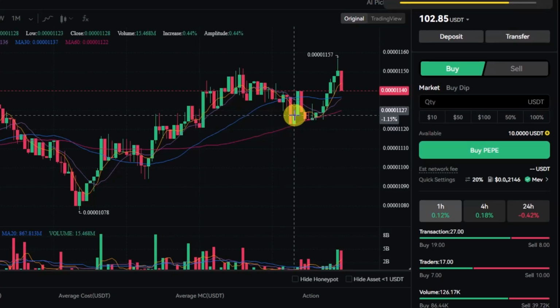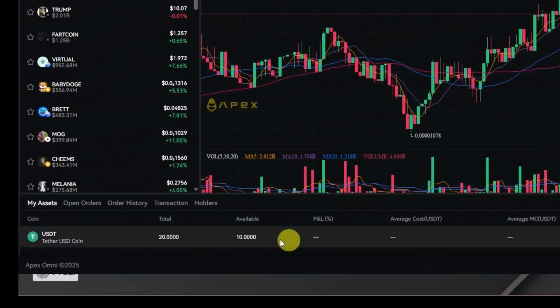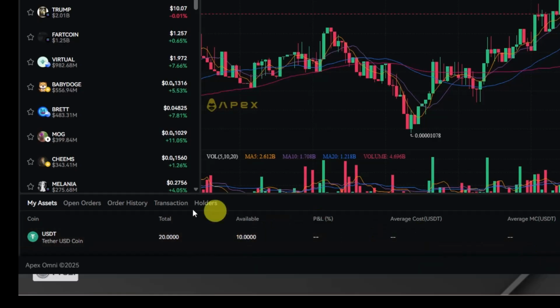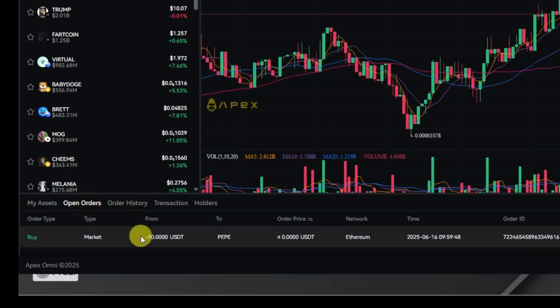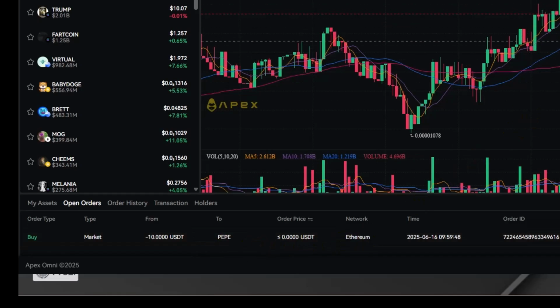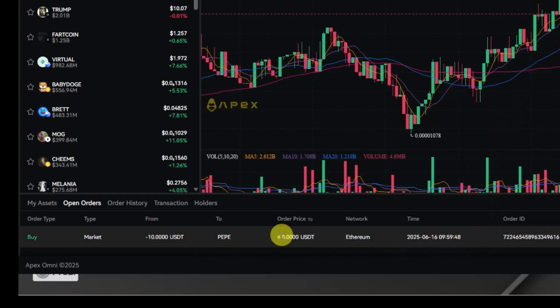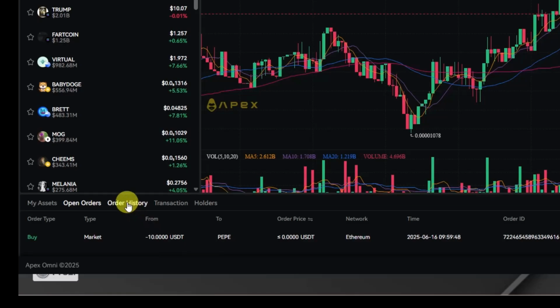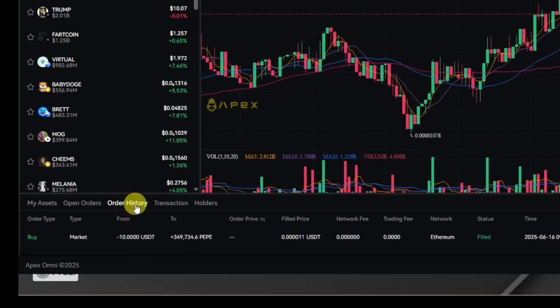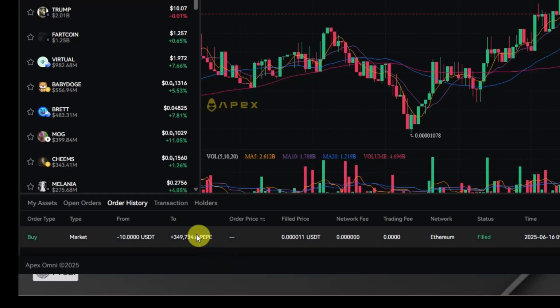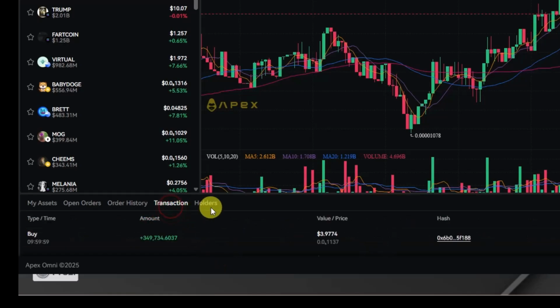Okay, now I believe there it is. There's $10 available now, and that's my transfer. Now this is the open order, so it's going to wait to fill. If the price comes down a little more, I might be able to fill this order. And then once that fills, I'll be a proud owner of 350,000 Pepe. Wow, okay, cool.